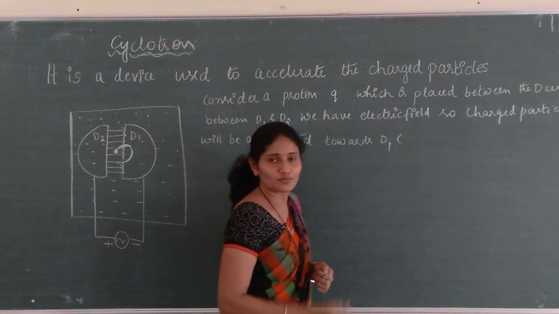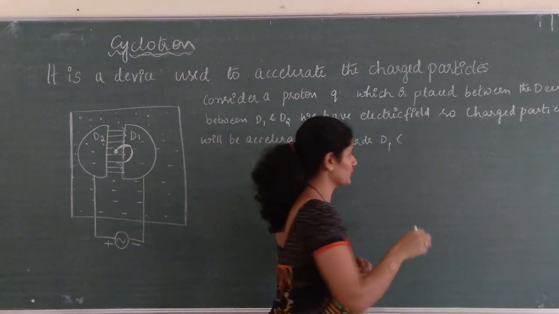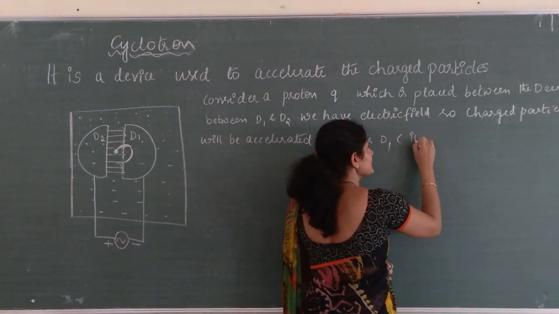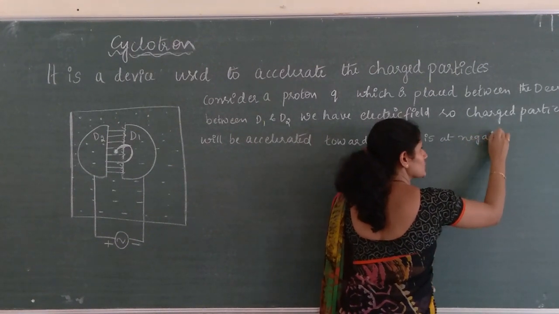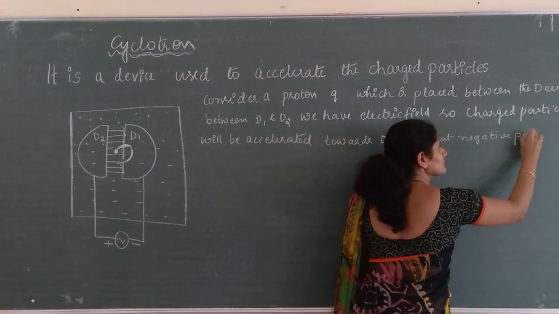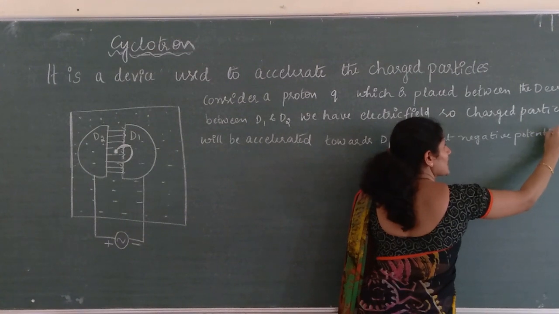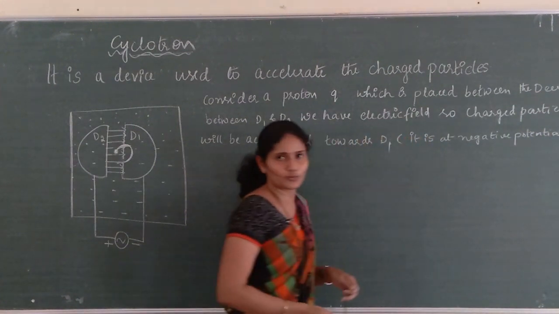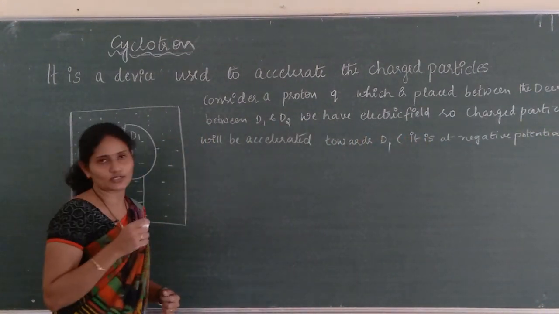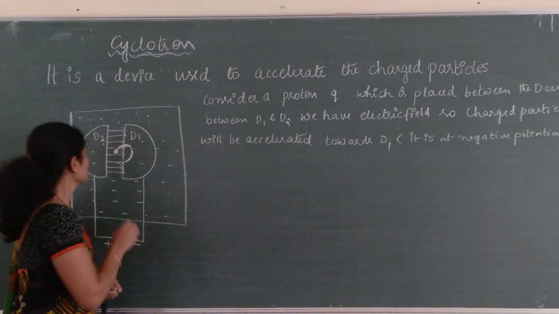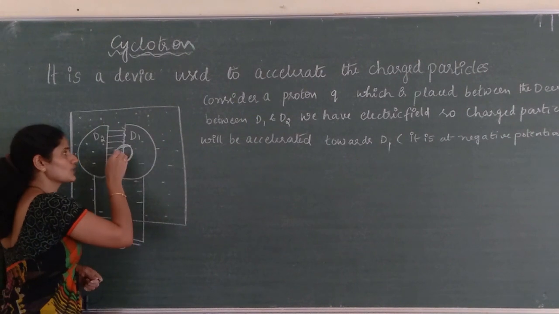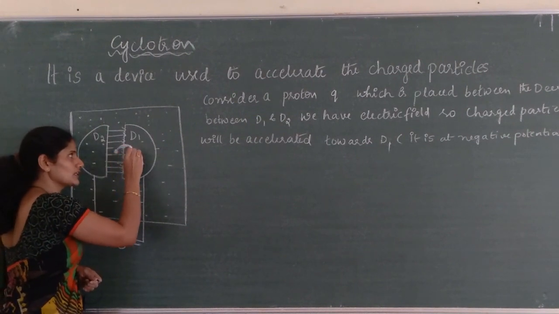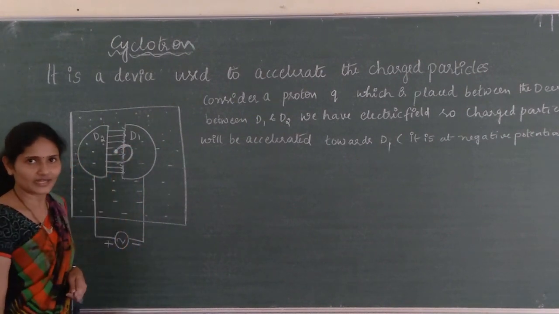Because D1 is maintained at negative potential. Always, a positive charge is attracted towards the negative potential and a negative charge is attracted towards the positive potential. So, it will enter D1. The magnetic force will act on the particle, therefore it will move like this, right.